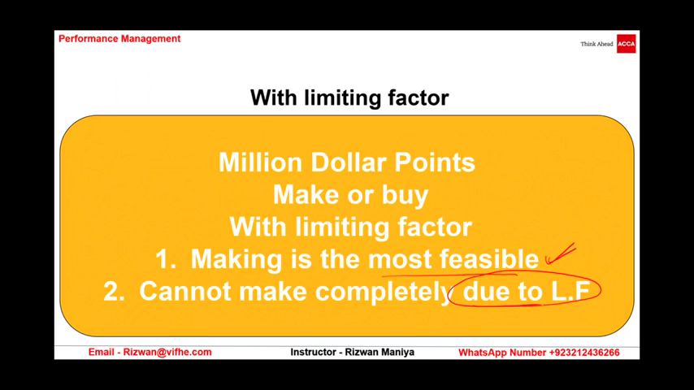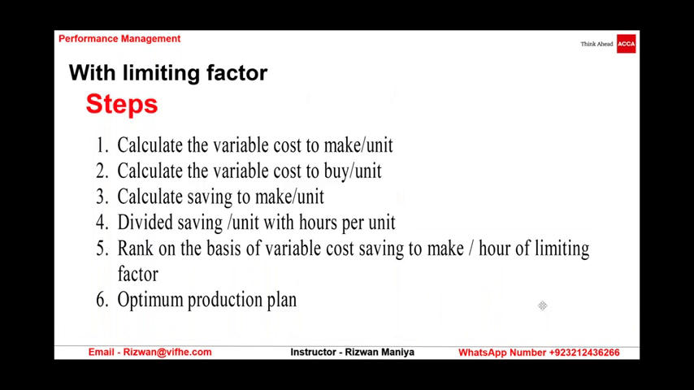Here you are not comparing buying with making, getting the point, that we have already done. Here the mindset is that you have to produce everything in-house, because making is feasible, but you cannot do this because of what, my friends? Limiting factor. And when this is the case, what you have to do is follow the steps of with limiting factor, and the steps are: calculate variable cost to make per unit, calculate variable cost to buy per unit. We have this as well, right?